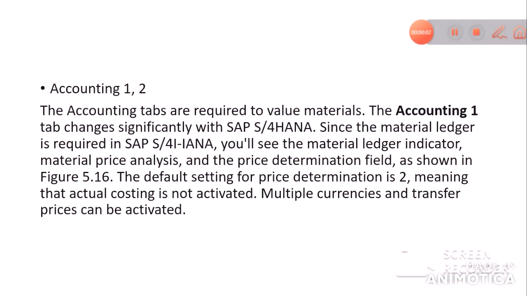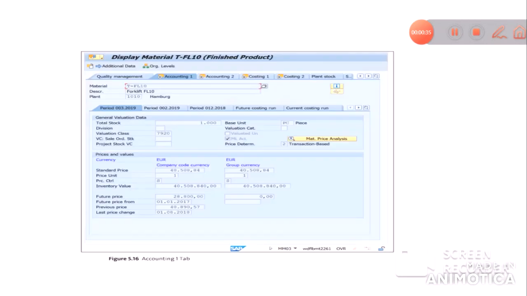So accounting 1 and 2 tabs: the accounting tabs are required to value materials. The accounting 1 tab changes significantly with SAP S4 HANA. Since the material ledger is required in SAP S4 HANA, you will see the material ledger indicator, material price analysis, and the price determination field as shown in figure 5.16. The default setting for price determination is 2, meaning that actual costing is not activated. Multiple currencies and transfer prices can be activated.